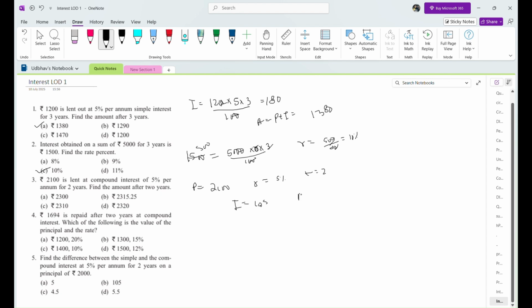So our new principal will be 2100 plus 105, 2205. And for the second year again, we'll do 0.05 of that, 5% of that, that will be 110.25. Then we can just add that on 2205. So we'll get 2315.25.